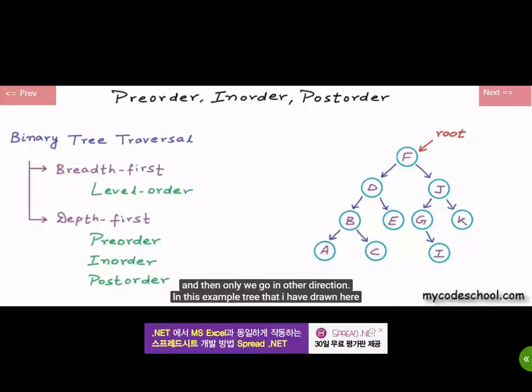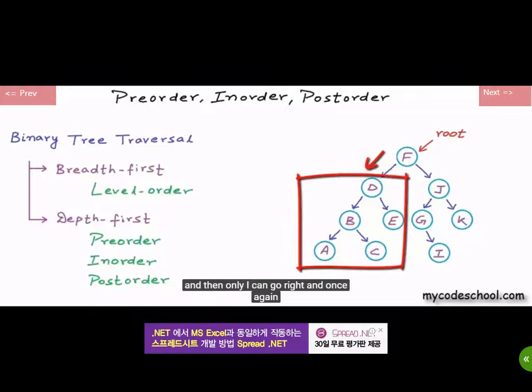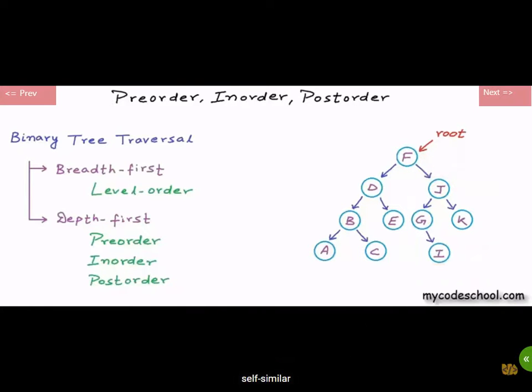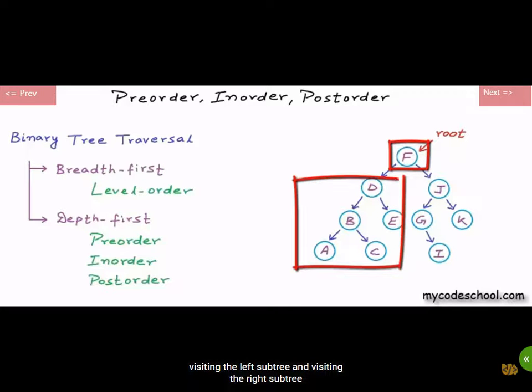In this example tree that I've drawn here, if I'm at the root and I'm going left, then I'll visit all the nodes in this left subtree, and then only I can go right. And once again, when I go right, I'll visit all the nodes in this right subtree. If you can see, in this approach, we are reducing the problem in a self-similar or recursive manner. We can say that in total, visiting all the nodes in the tree is visiting the root node, visiting the left subtree, and visiting the right subtree.